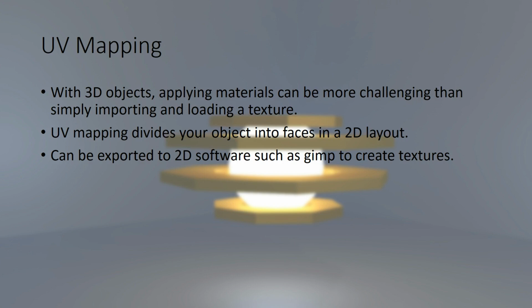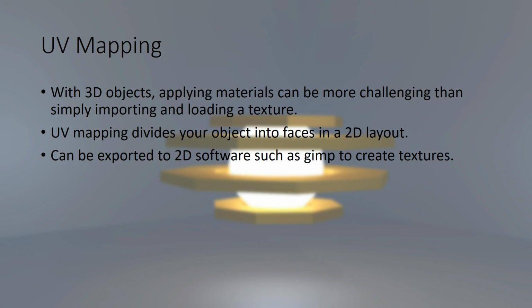In this lecture, we're going to look at the process of UV mapping. With 3D objects, applying materials can be a little bit more challenging than simply importing and loading a texture. When we import a texture, we transfer it onto that material. When those materials are applied, however, you may find some abnormalities. You might find that some of the textures may be stretched across a specific surface, and it won't be as even as you would have liked.